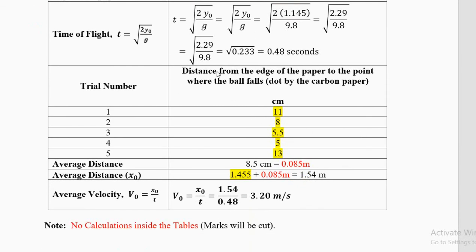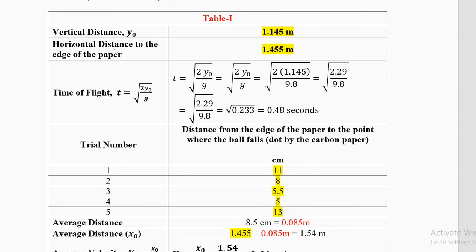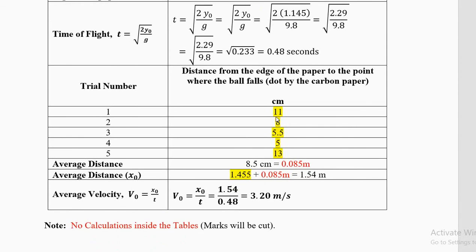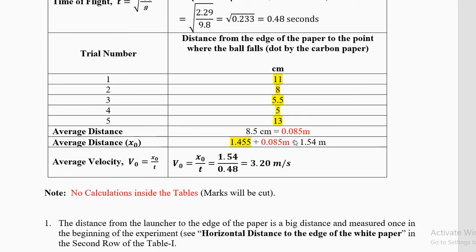Now, distance from the edge of paper to the point where the ball falls. See, you measure the big distance from the table to the edge of the white paper, the side of the white paper, which is 1.455 meters. Then inside the white paper will be small paper, just like your notebook paper. So it will be 11 centimeters, 8 centimeters, 5, 5, 13. It should be similar numbers, but you'll never get similar numbers in this experiment. Add all 5 of them, divide by 5, you'll get 8.5 centimeters. Divide by 100, you'll get 0.085 meters.